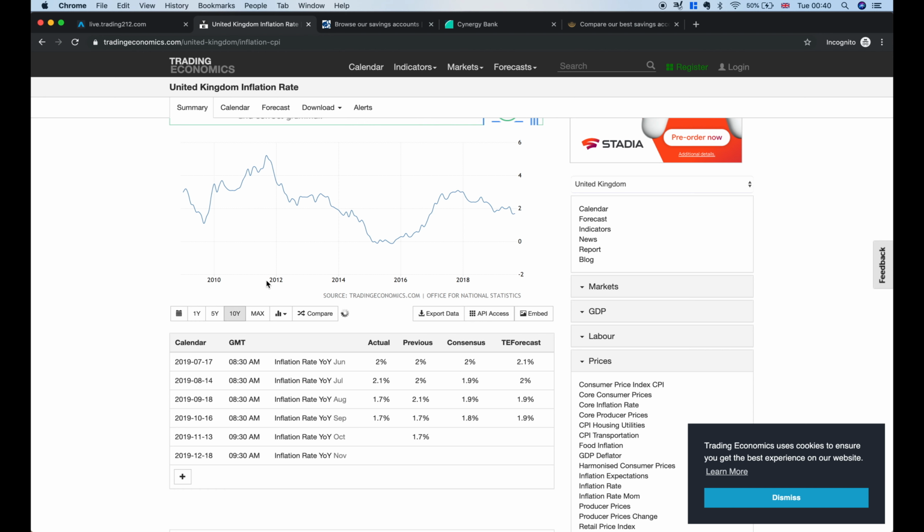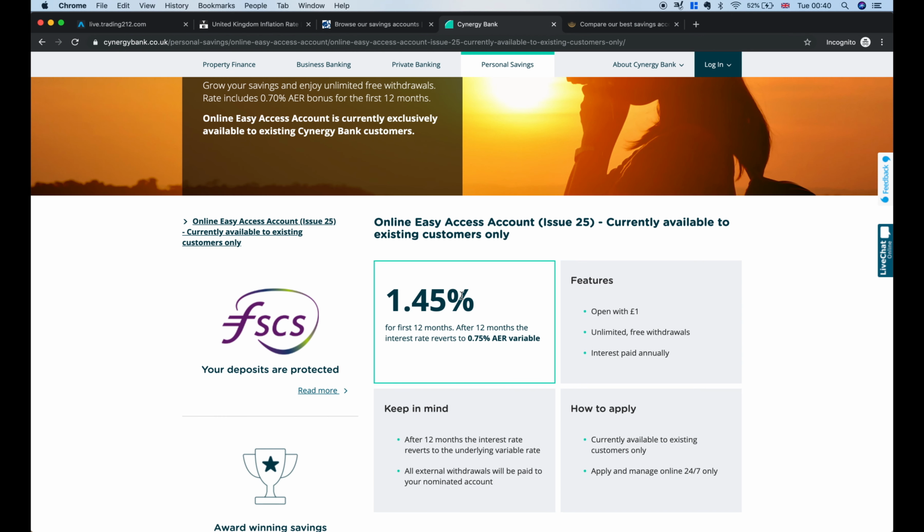We can zoom in to see how this year has been. And although inflation has been dropping, we are at 1.7%. So even opening an account with Synergy Bank is still depreciating in value.